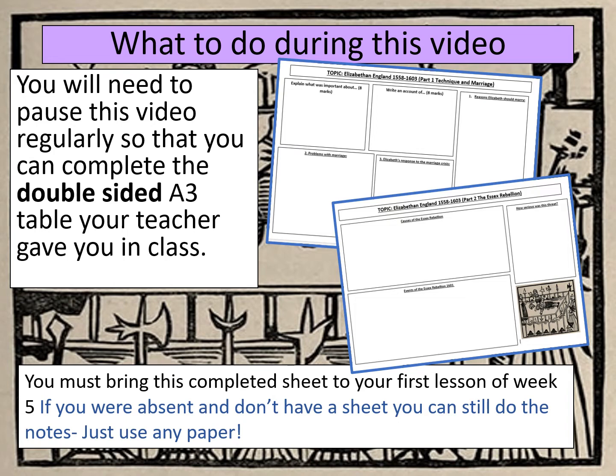Do not see being absent as a reason not to do this homework. This homework has to be done whether you were in class or not, because whether you were in class or not, you are going to be doing the mock. So it's really important that you get yourself as prepared as possible.